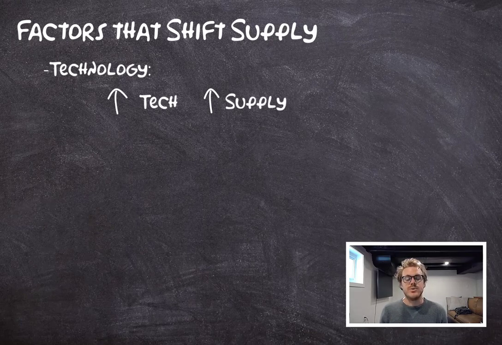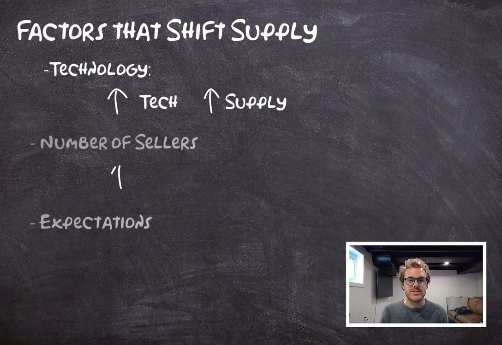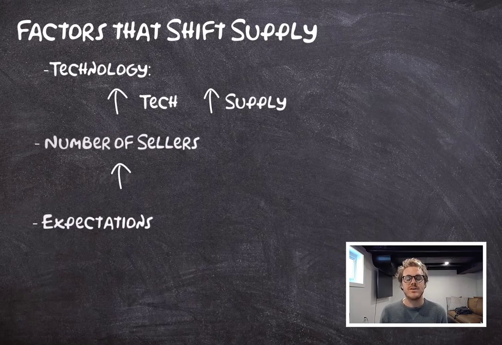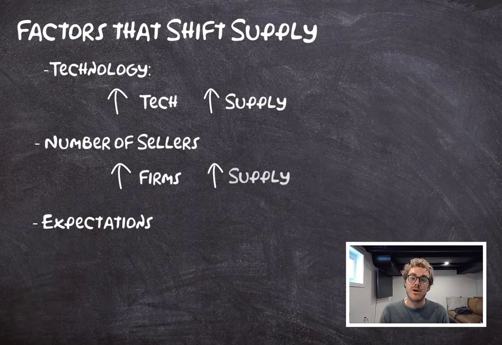Now the last two non-price determinants of supply are going to be number of sellers and expectations. Number of sellers, again, works just like you'd expect. The more firms that enter an industry or enter a market, the greater the quantity supplied at each market price, which means the whole supply curve is going to shift to the right. Now, if firms start leaving a market, the quantity supplied is going to start to go down for each price level, which will shift the supply curve to the left.